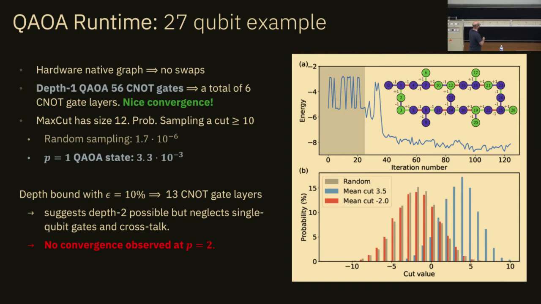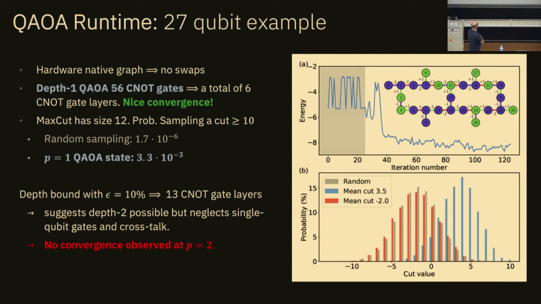quality of the solution. You see the results if you sample just randomly, which you can do classically. And you see the results from depth 1 QAOA in blue, which clearly improves. And depth 2 QAOA in red, which you see has too much noise. It doesn't converge anymore. We actually do the same as a random sampling.